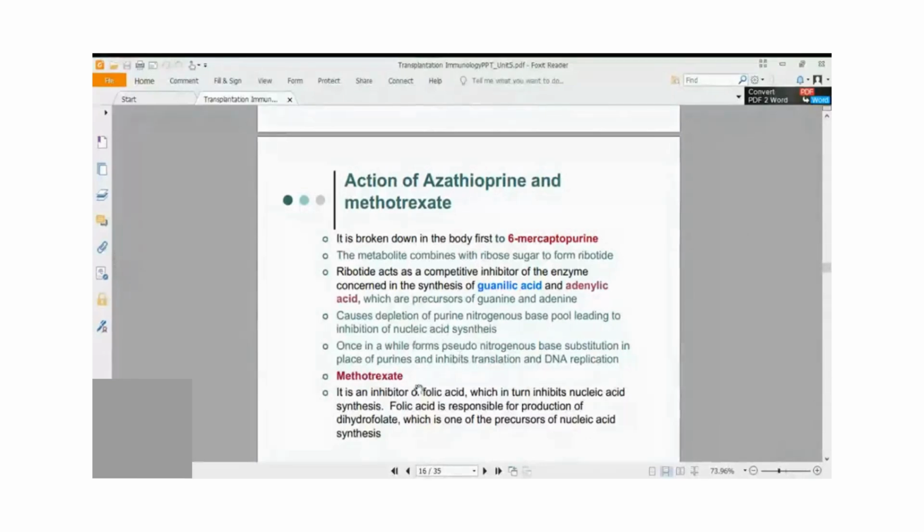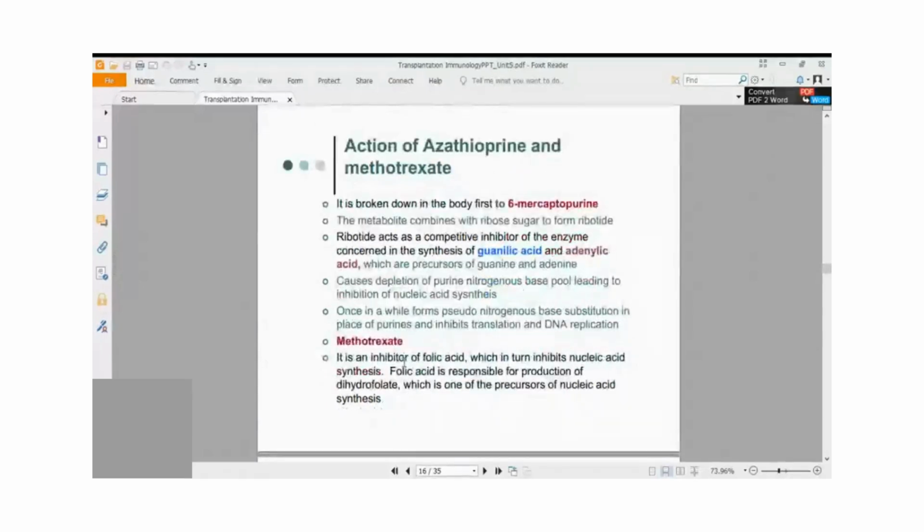Now we'll take another important immunosuppressive drug, which is slightly milder compared to the previous one, azathioprine, commonly used for treating rheumatoid arthritis patients as well as osteoarthritis patients. It is also used in autoimmune responses for treating patients to relieve them of the symptoms.